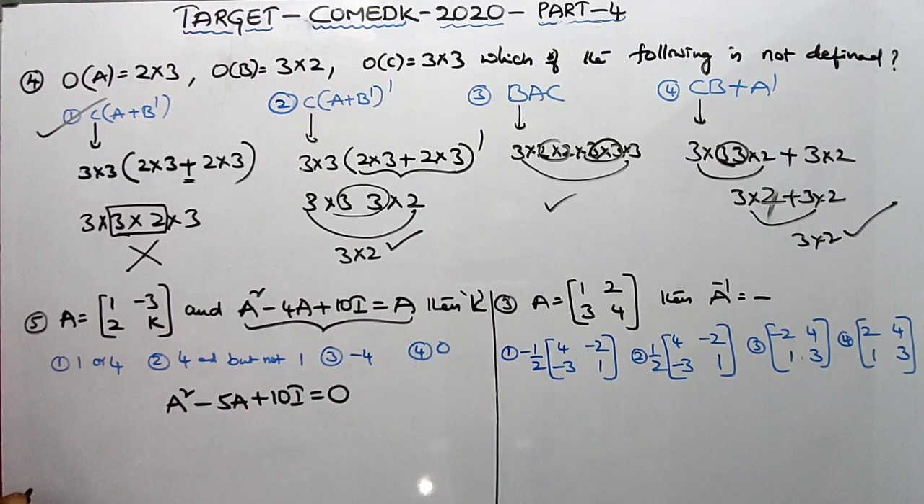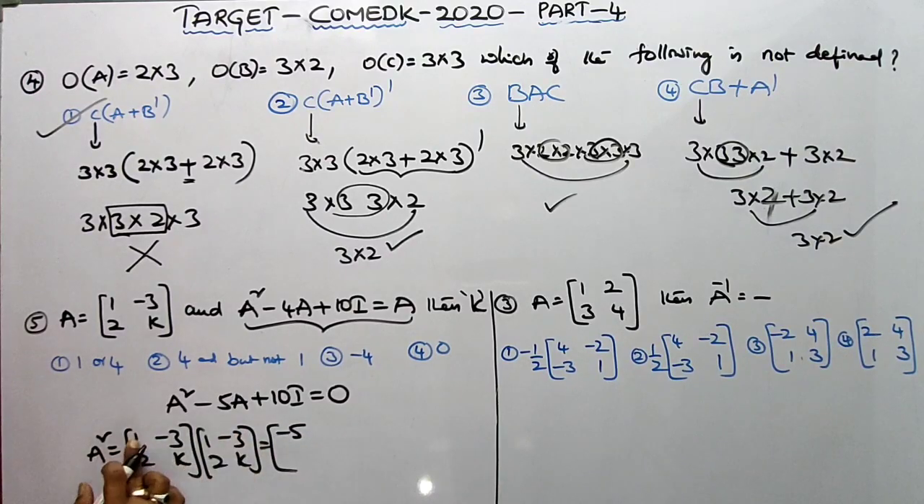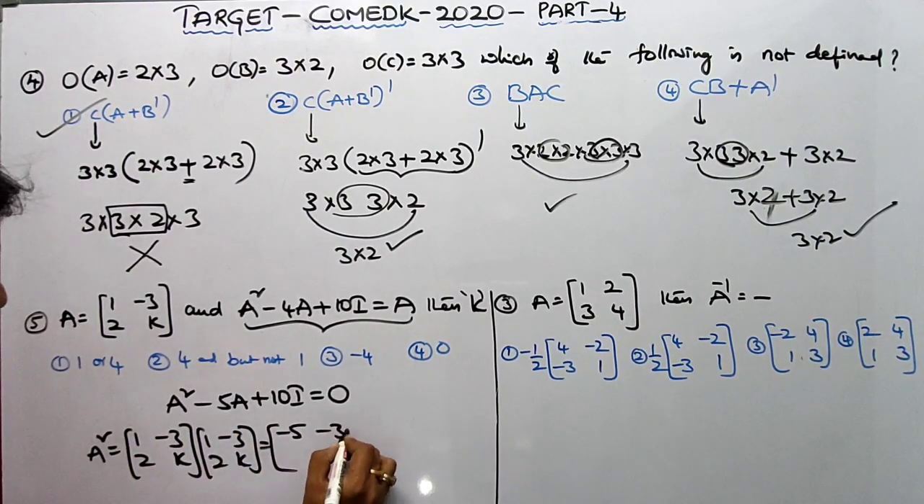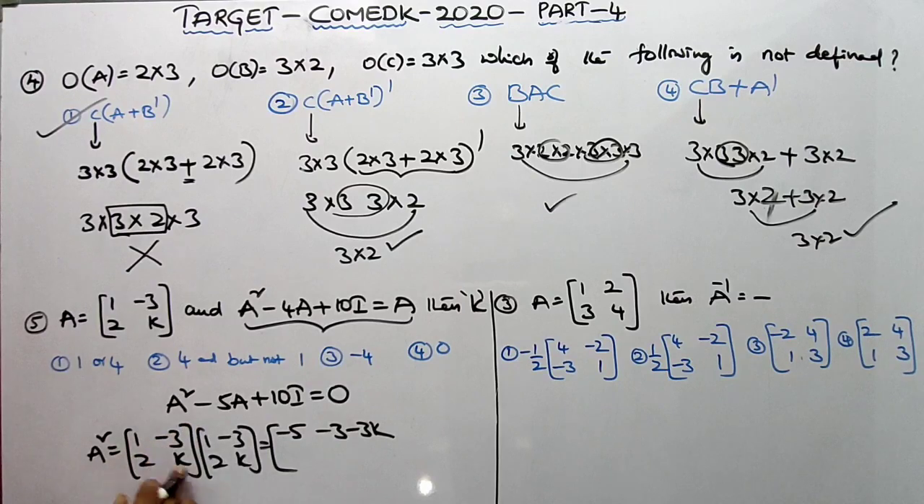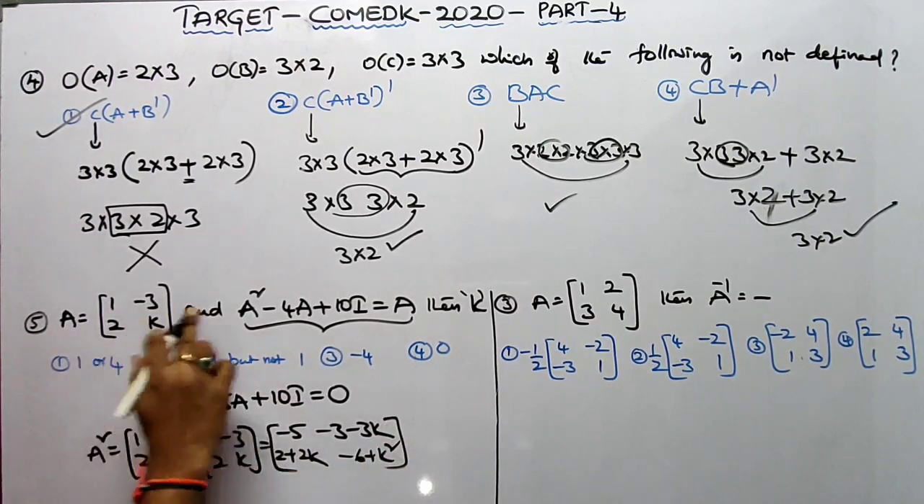Just you have to find out A square, friends. A square is nothing but very easy. A square is equal to A into A, 1 minus 3 2 k into 1 minus 3 2 k. So 1 minus 6 is minus 5, then minus 3 minus 3k. Next 2 plus 2k. Then coming to next, minus 6 plus k square. This is A square, friends.